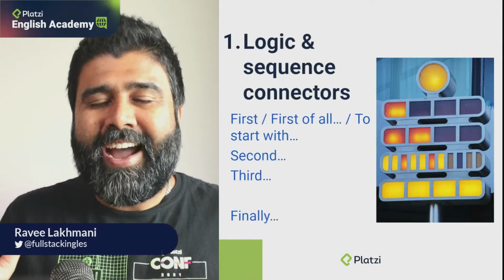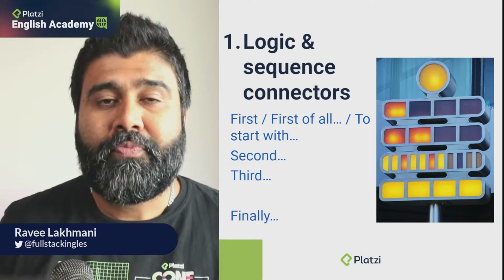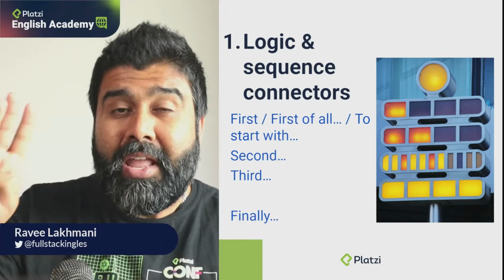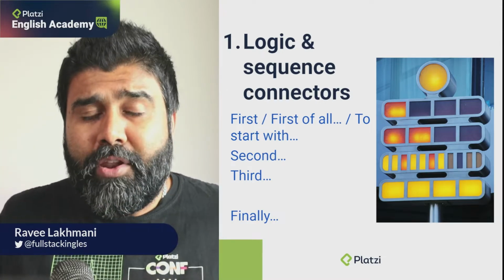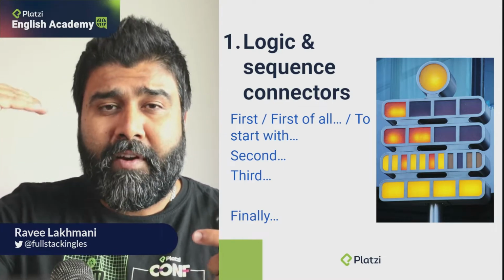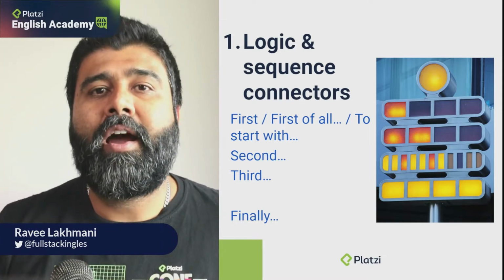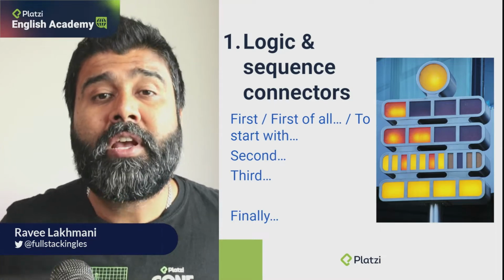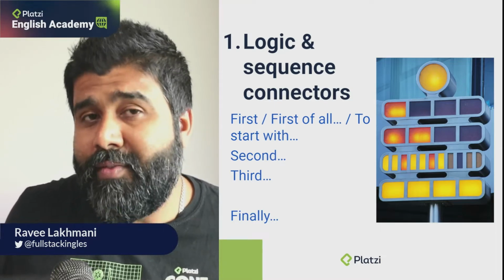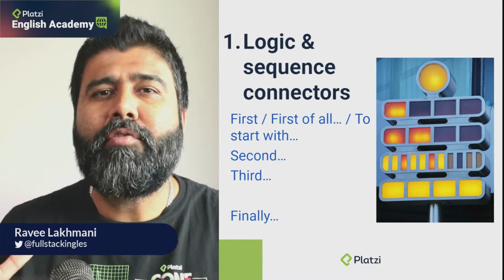The first kind of connector is logic and sequence connectors. In this video, we are going to talk about three main kinds of connectors. The first one, logic. When you talk about logic, you have first, second, third, finally. All these different kinds of connectors help you to create logic and sequence in your speaking or even writing. You can do that in both. Let's see how this looks in real life.